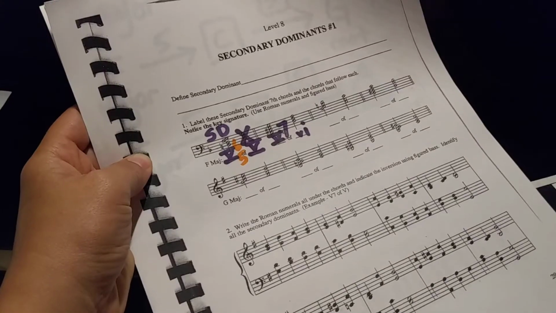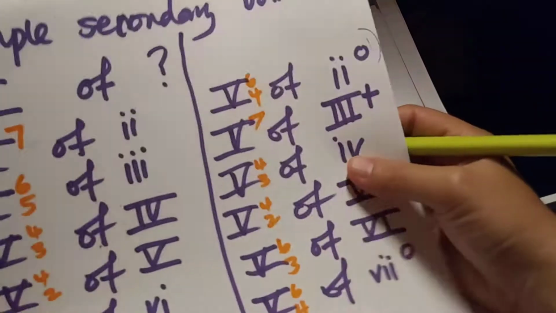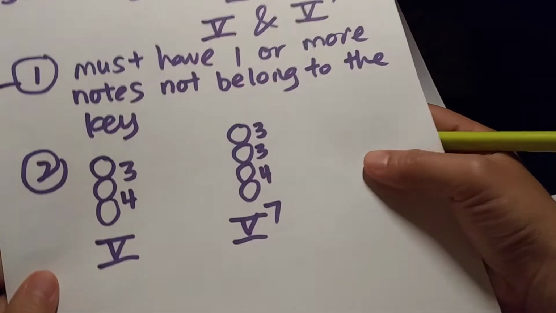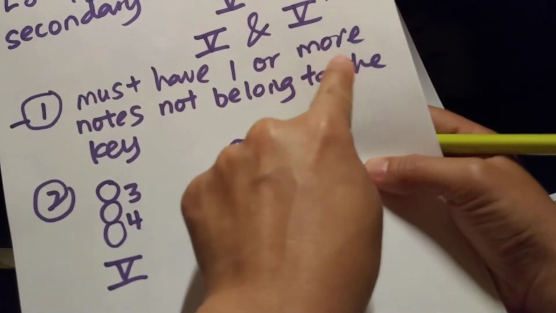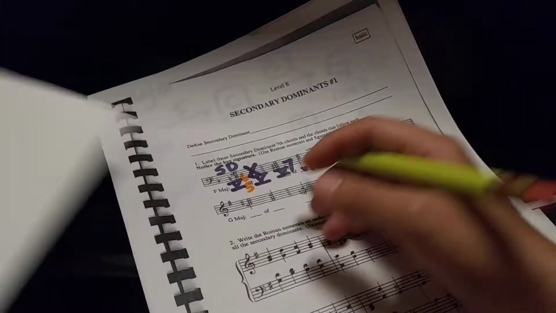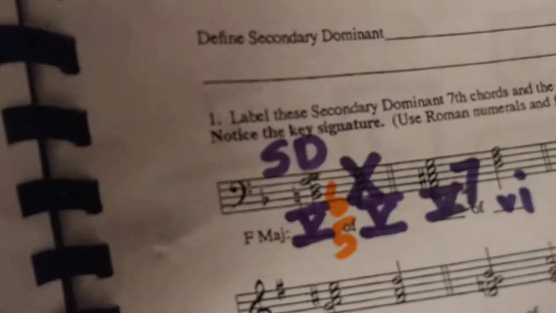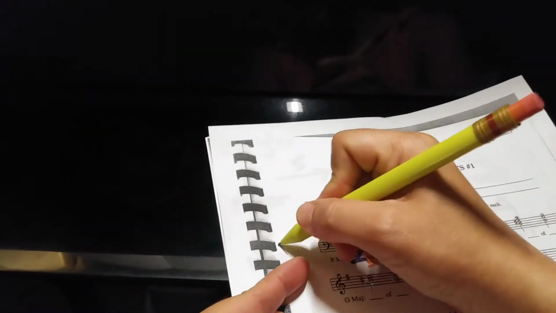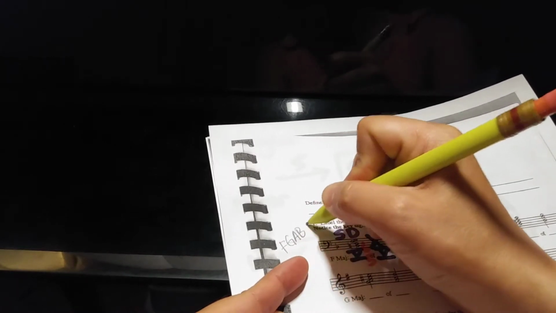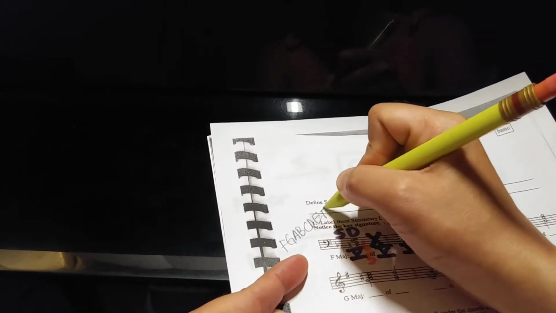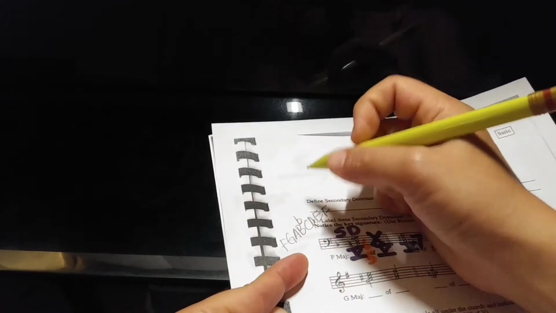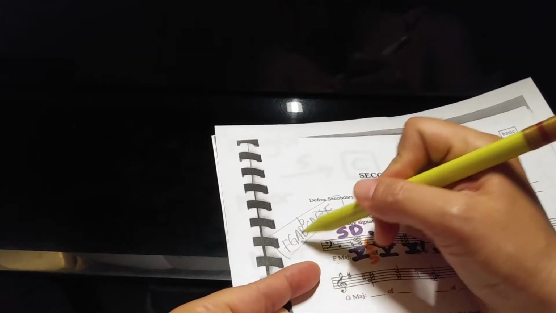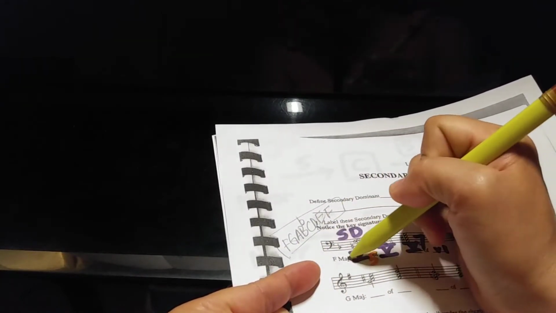Okay, so now we're going to go back to explain number 1 here. The chord must have one or more notes that do not belong to the key. Okay, so what does that mean? This one will be the perfect example. Your F major scale is F, G, A, B flat, C, D, E, F, right? So this is your F major scale. These are all the notes in the scale, in the key.